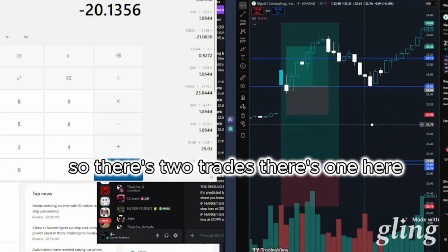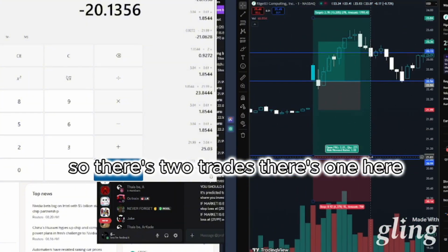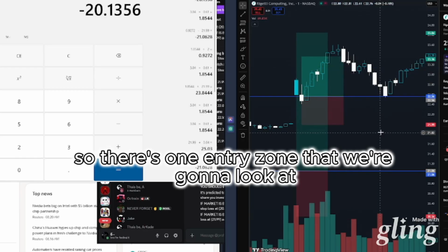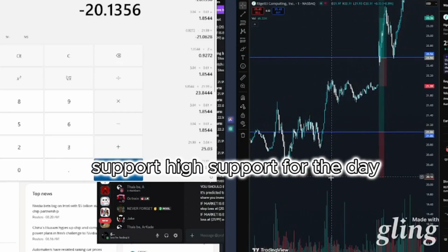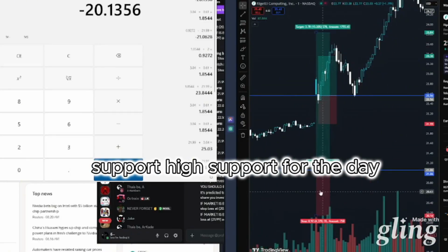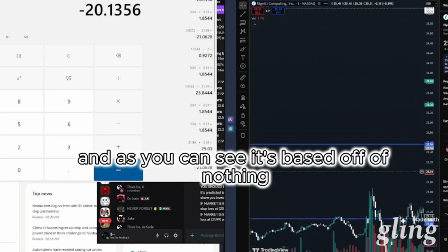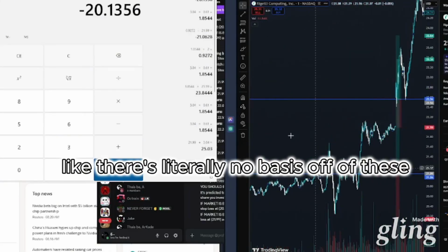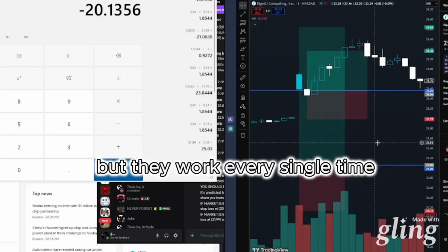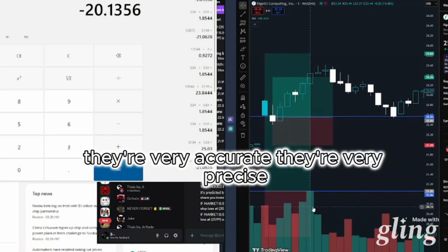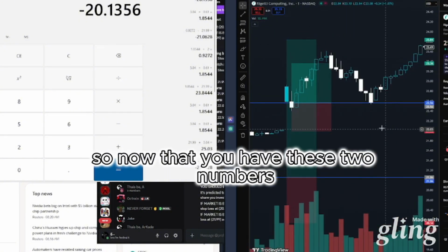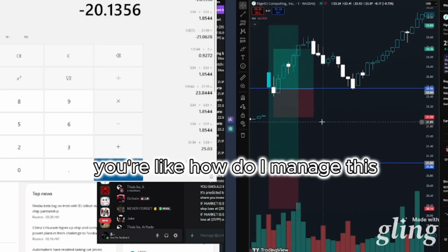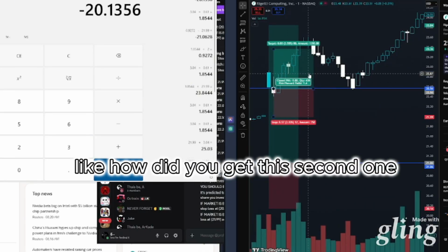So there's 2 trades. There's one entry zone that we're going to look at. These are like points of high resistance, or sorry, support. High support for the day. And as you can see, it's based off of nothing. There's literally no basis for these, but they work every single time. They're very accurate, very precise. They work almost flawlessly. So now that you have these two numbers, you're like, how do I manage this? How did you get this second one?